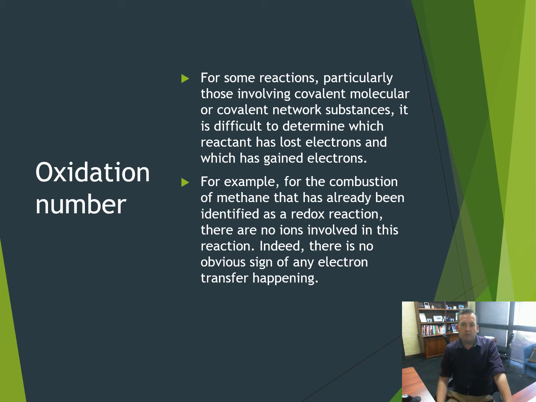So for example, if you look at the combustion reaction for methane, we've talked about the fact earlier on that it is a redox reaction. The carbon has been oxidized, it forms its oxide CO2, but there's no ions involved. And without using that old traditional method of defining redox, it'd be hard to say what's undergone what process. But we don't want to use that old historical method. We want to use something with a bit more rigor to it.